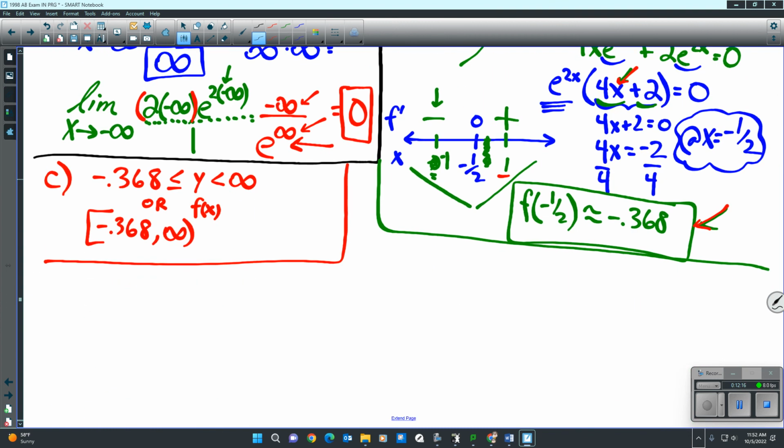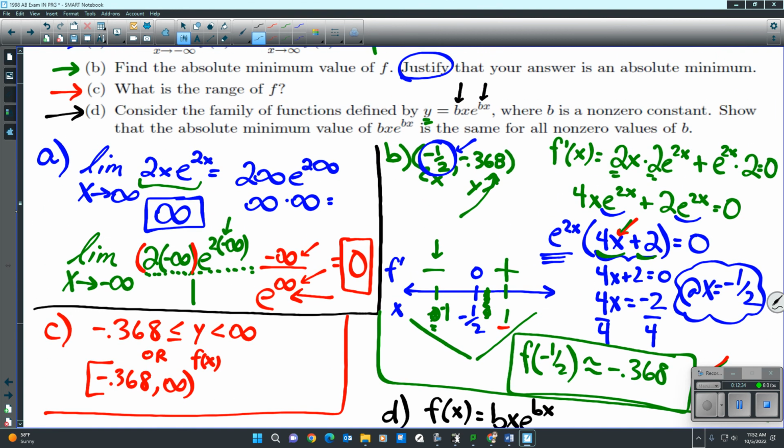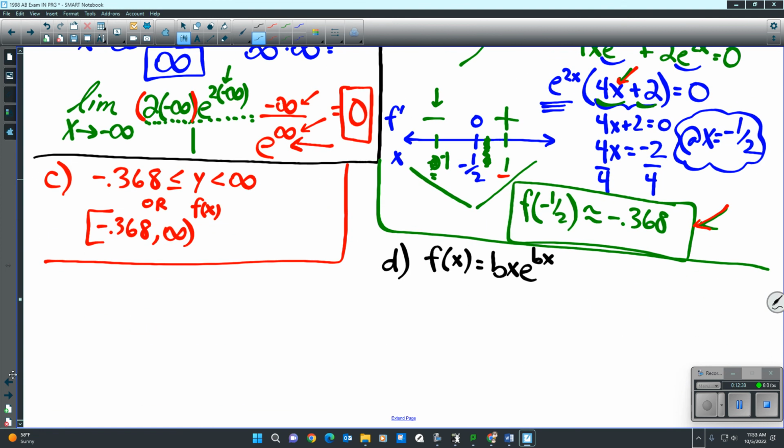Calculus is algebra heavy, so D, I will do that right here. We start with y equals bx e to the bx. In order to find minimums, because they're asking us to show that the absolute minimum is the same, I need to take the derivative. So again, we're going to do the product rule: the first times the derivative of the second.